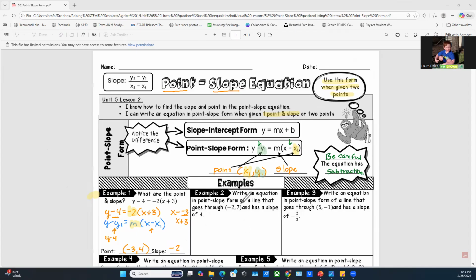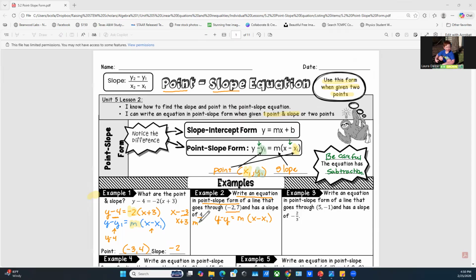Now, we can write an equation. This one says, write an equation in point slope form that has a slope of 4, and it's got this point. So we're going to take this equation, and we're going to write y minus y1 equals m times x minus x1.